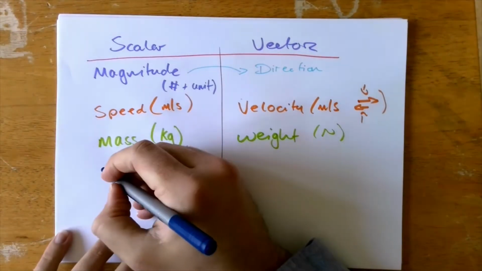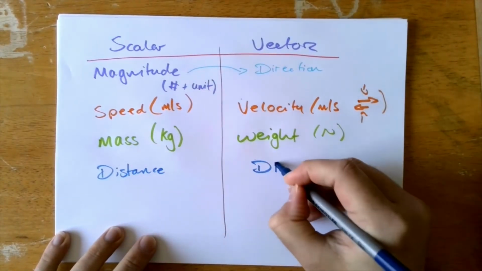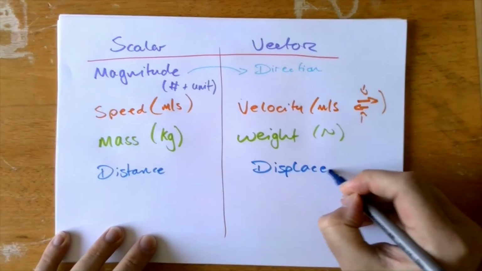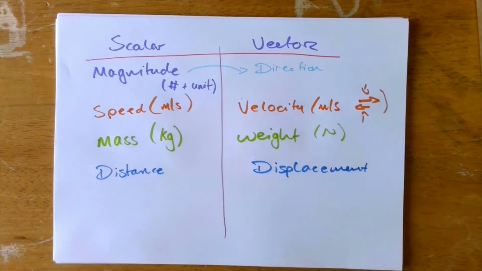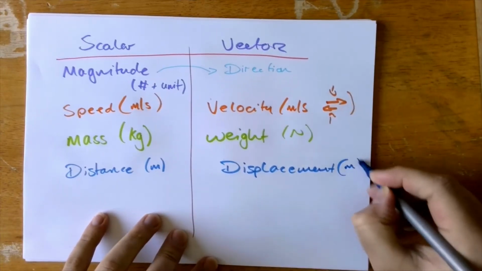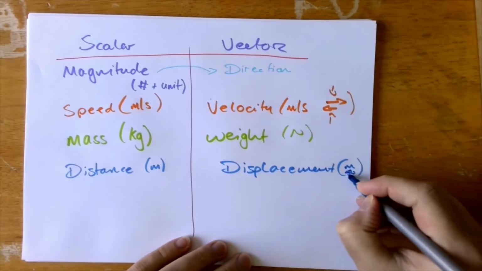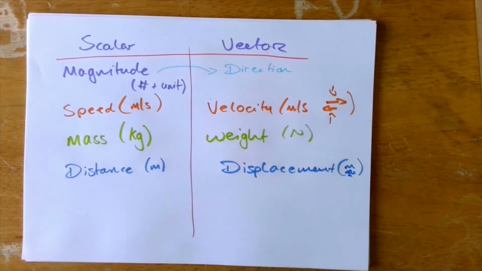We can also talk about distance and displacement. Now some people get a little bit mixed up by this. They mean nearly the same thing. They're both measured in meters, but there's a slight difference in that displacement has got its direction, but they are still both measured in meters. So I'm going to explain displacement and distance now.